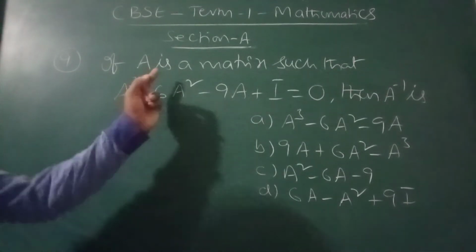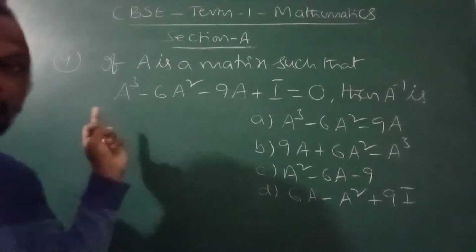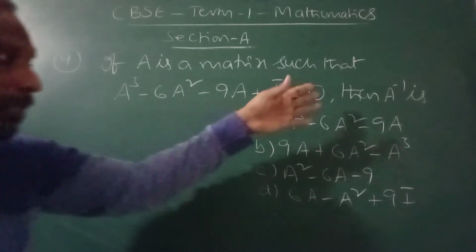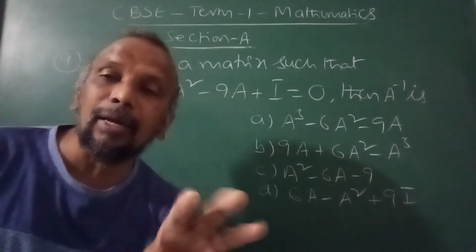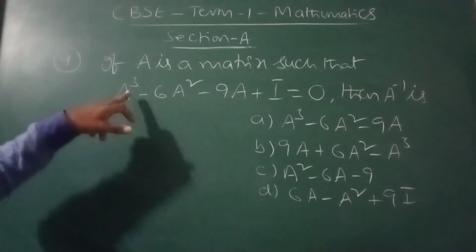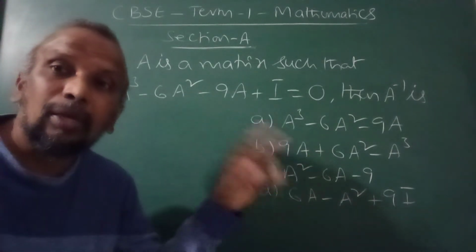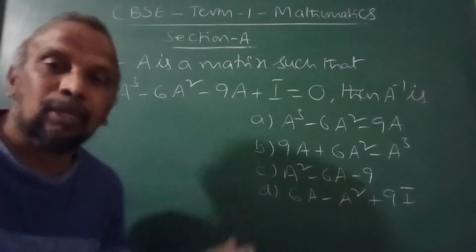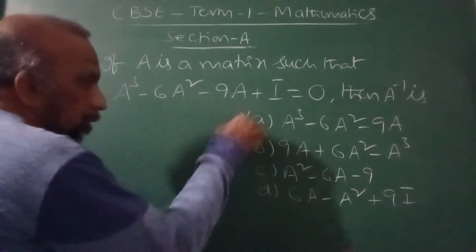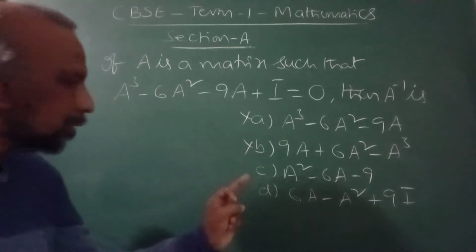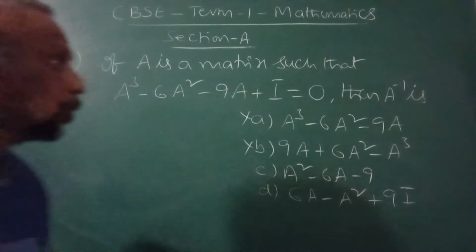So in this problem, A is a matrix satisfying the equation A cube minus 6A square minus 9A plus I equal to 0 matrix. Then A inverse is? This is a degree 3 term, A cube, but the inverse will never be A cube. It will be of degree less than that, so I can eliminate these two options. It will never be A cube. Either you have option C or option D. And how to do that?